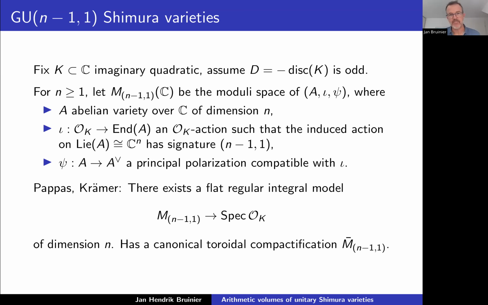Again, it has this L2 metric, so there's a natural metric on this line bundle. So it really gives a Hermitian line bundle, so a pair of a line bundle on this integral model together with a Hermitian metric on the complex fiber. So it defines something in the arithmetic Picard group. And this arithmetic Hodge bundle is the object we want to look at, and we want to compute associated volumes.